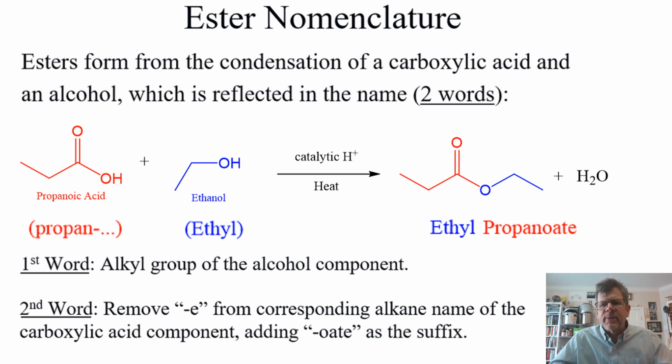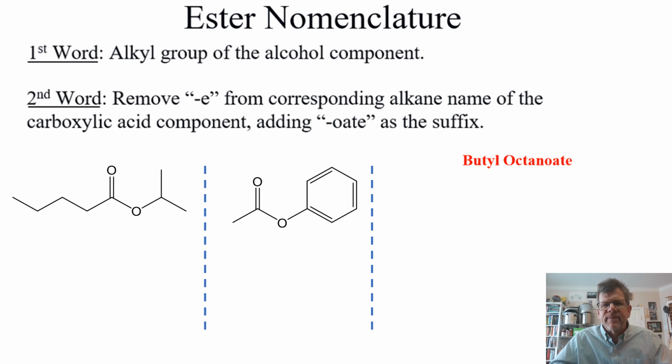So let's take a look at some examples. I've listed up on top how we're going to be doing each of these. First word, alkyl group of the alcohol component. Second word, removing the e from the corresponding alkane name and putting in -oate. Anyway, I have three examples here.